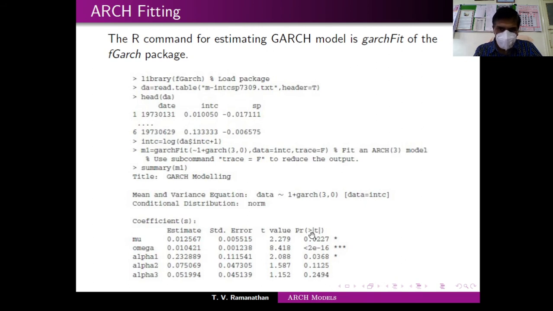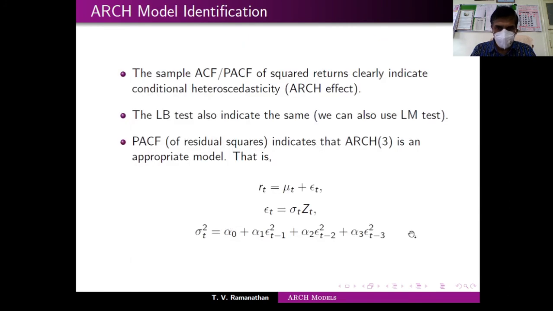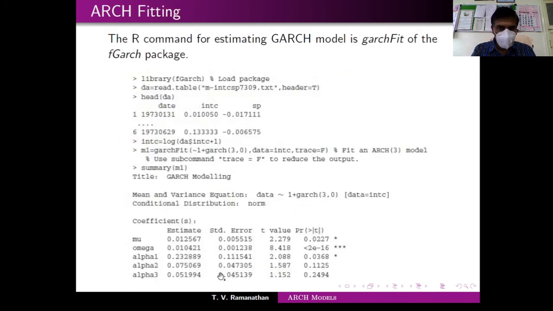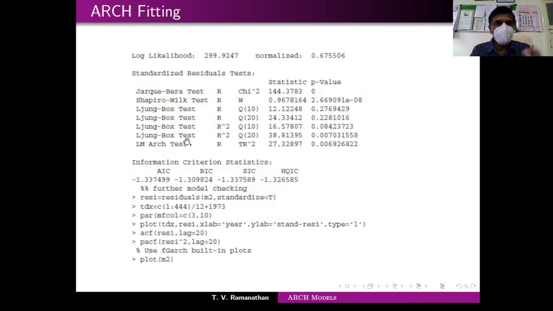So actually it is enough to consider an ARCH 1 model. That is what we do in the next step. So here I am going to do that again and consider an ARCH 1 model, and then you can see the output. Here this is mu, this is omega, and this is alpha 1. I don't have alpha 2, alpha 3 because they turned out to be insignificant.